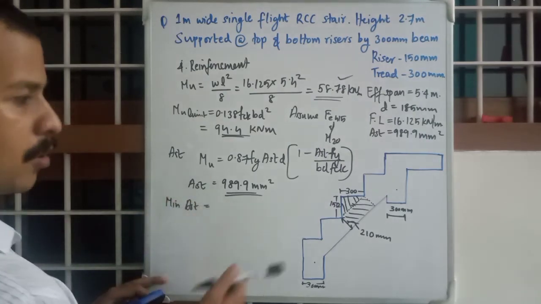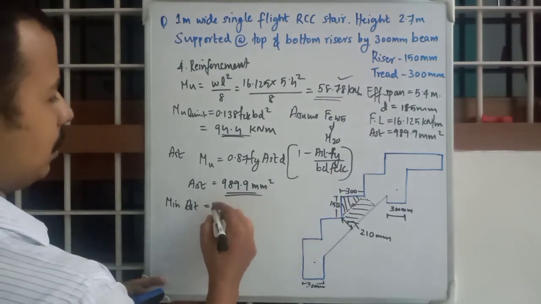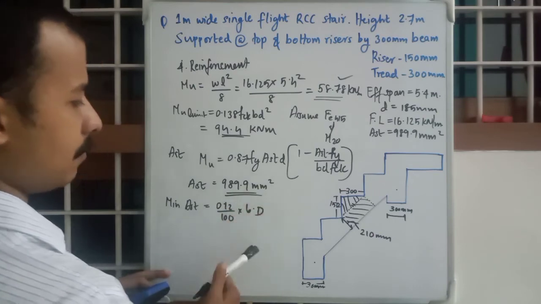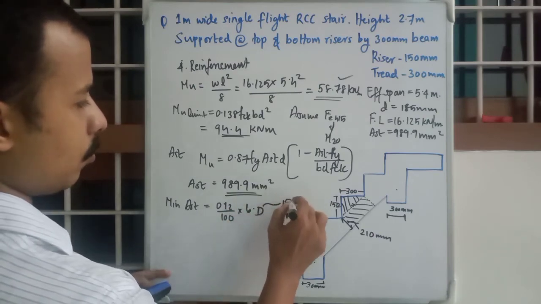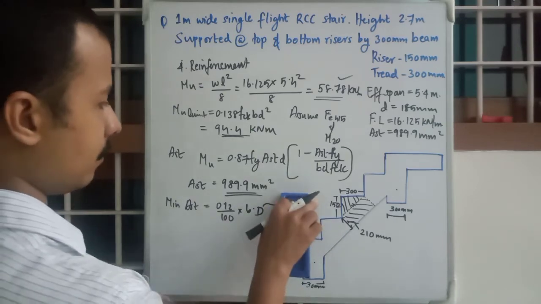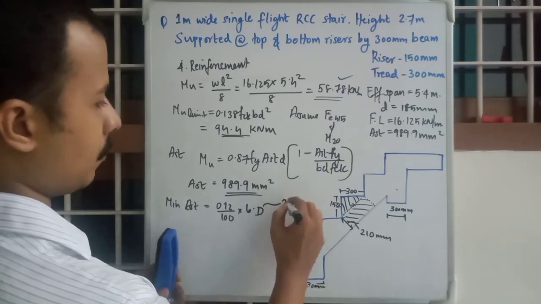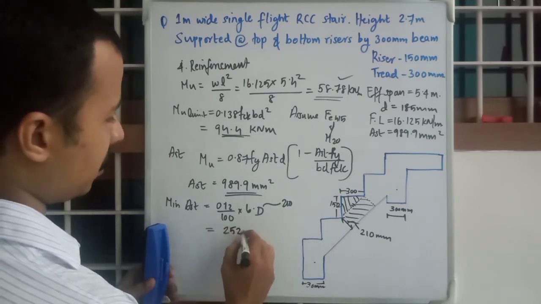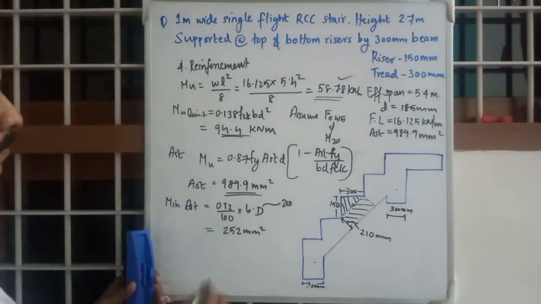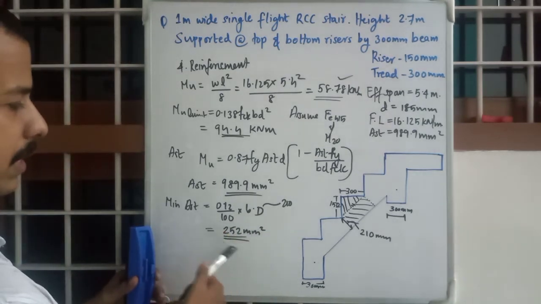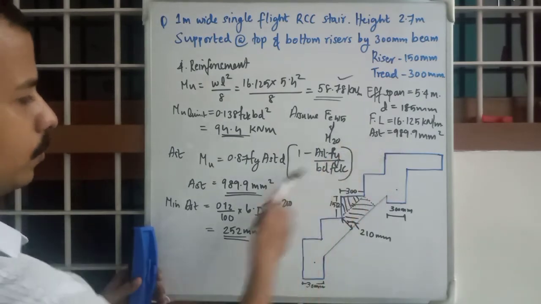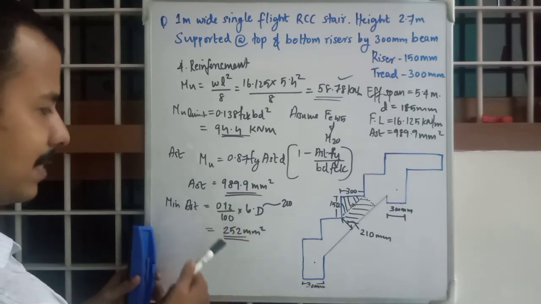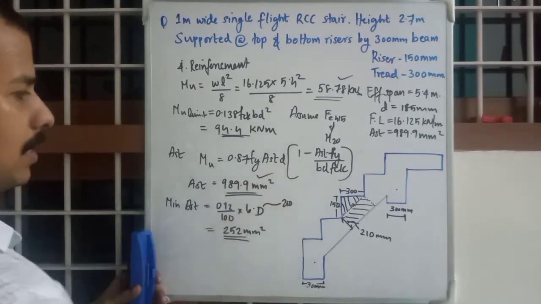Then check for minimum reinforcement. Minimum Ast, as it is a simply supported slab, is 0.12% into b into D. You have D as 210 mm, b as 1 meter, so you will get 252 mm square. So we will check this value with the Ast value, 989. This is the minimum value. It is not less than Ast minimum, so this is safe.